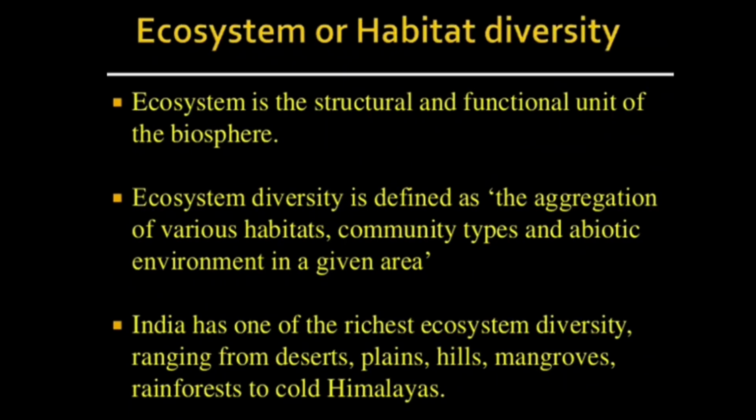Ecosystem or habitat diversity. Ecosystem is the structural and functional unit of the biosphere. Ecosystem diversity is defined as the aggregation of various habitats, community types, and abiotic environment in a given area. India has one of the richest ecosystem diversity, ranging from deserts, plains, hills, mangroves, rainforests to cold Himalayas.